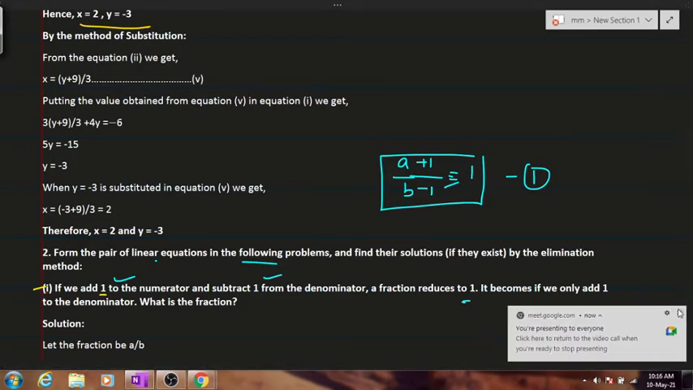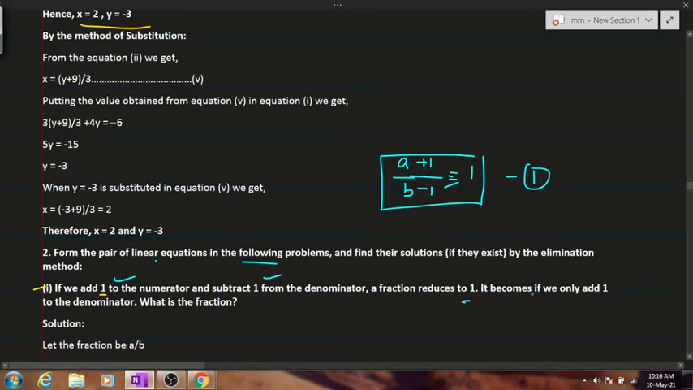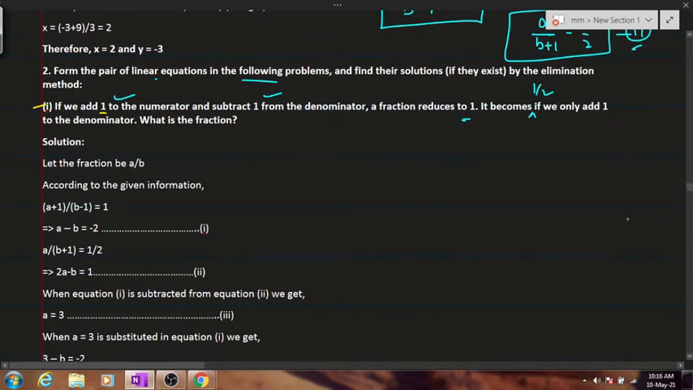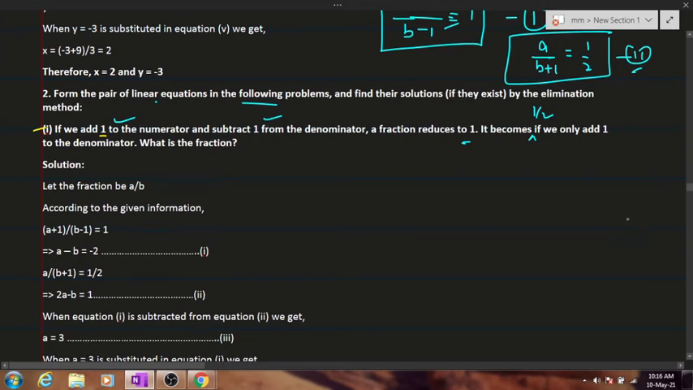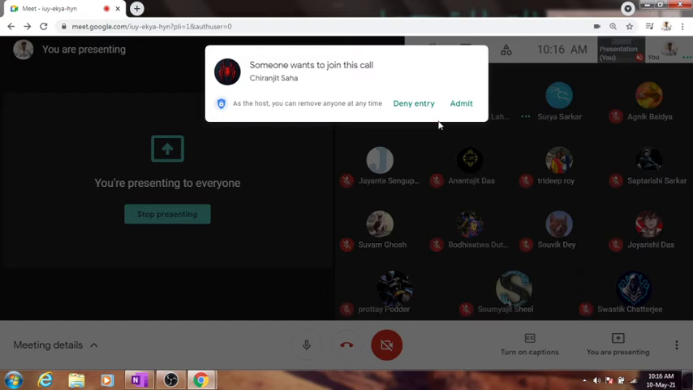Now, what will be the second portion of the question? Out here it becomes half, okay? It becomes half if we only add 1 to the denominator. So, a by b plus 1 is equal to half. The second equation, clear? After cross multiplication, you will get the second equation and then you go on to solve it. Now, students who have solved it, tell me the fraction you have obtained. What is the fraction you have obtained?